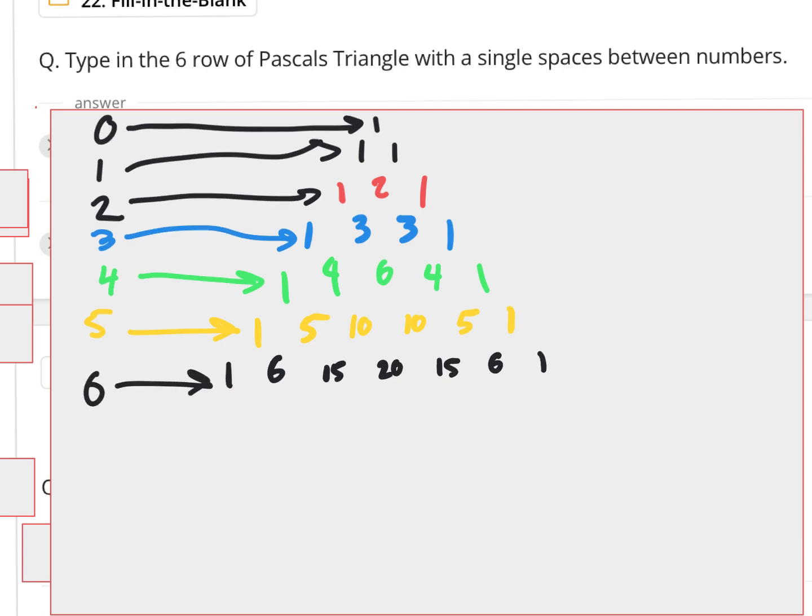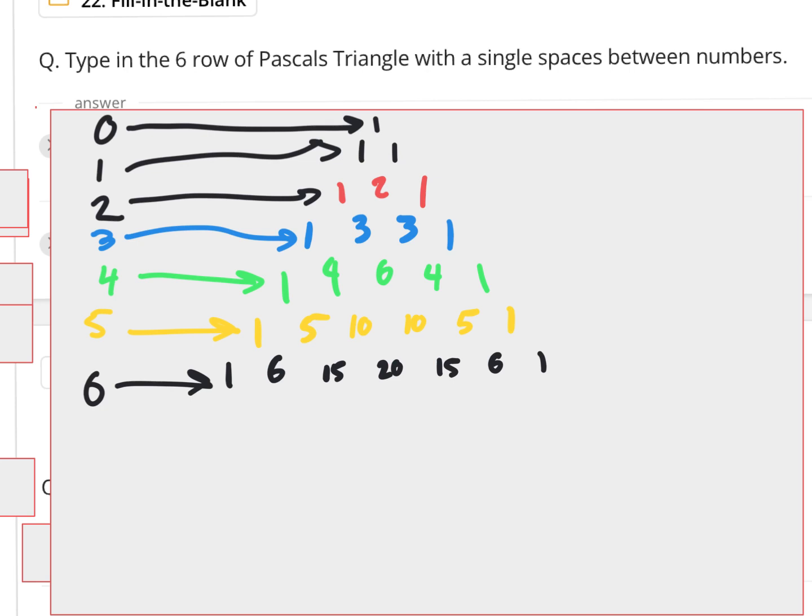Now, maybe I shouldn't have said 6th row. Maybe I should say type in the row of Pascal's triangle for the binomial expansion of the 6th power. Yeah, I think I'll rephrase that. So yeah, this is what you're going to have to type in.